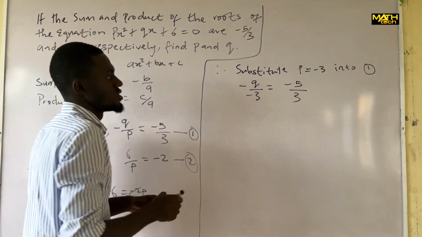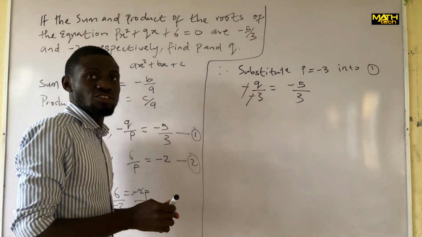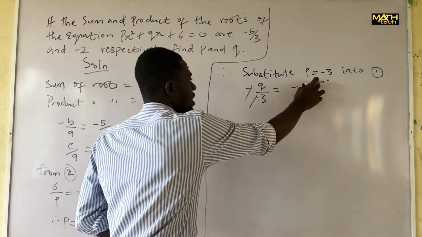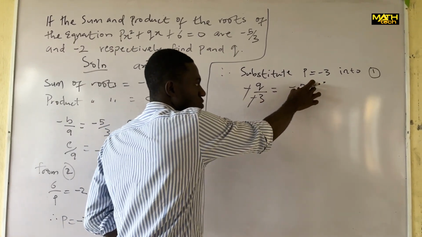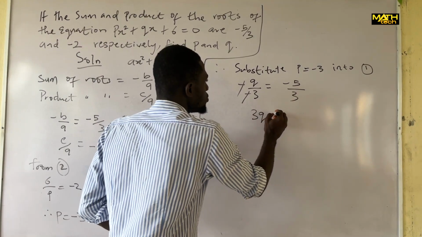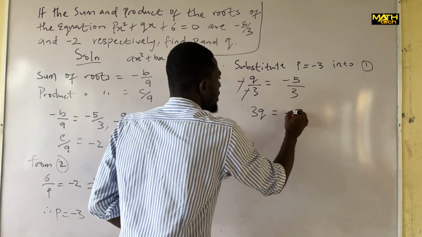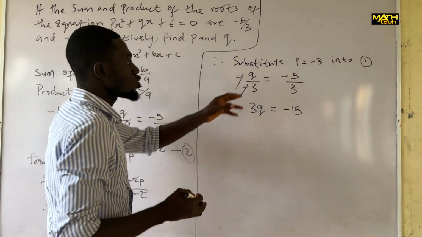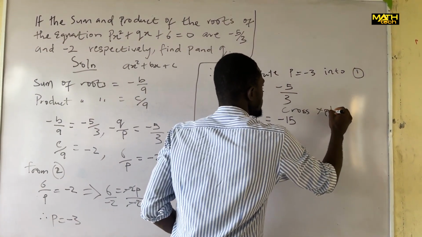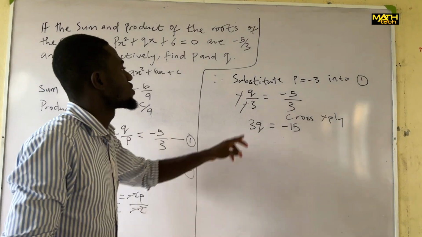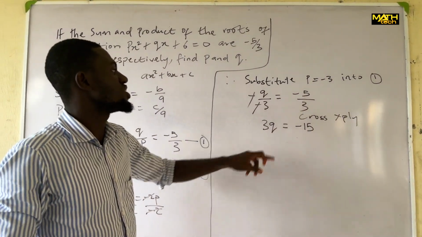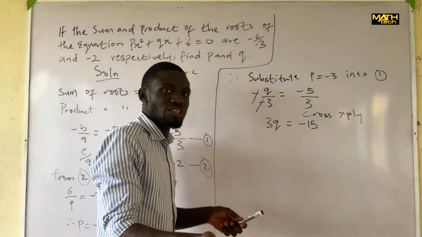So at this point, the minus and minus cancel. So we cross multiply. Cross multiplying, we have 3 times minus 5, which gives us minus 15, and q times 3 gives us 3q. So 3q is equal to minus 15. Don't forget it's cross multiplication. So at this point, we divide both sides by 3.